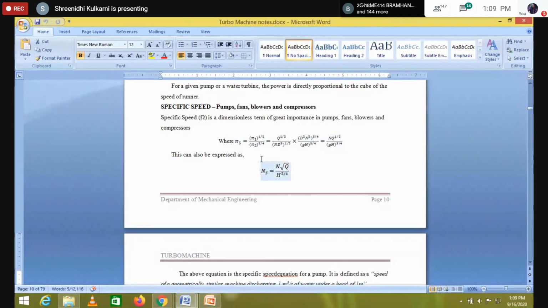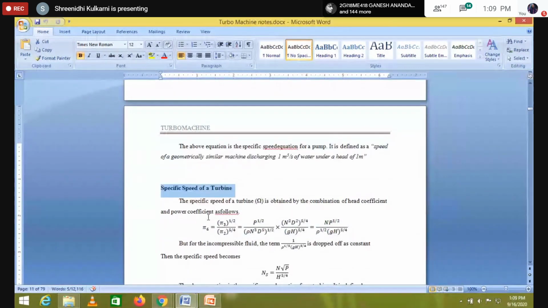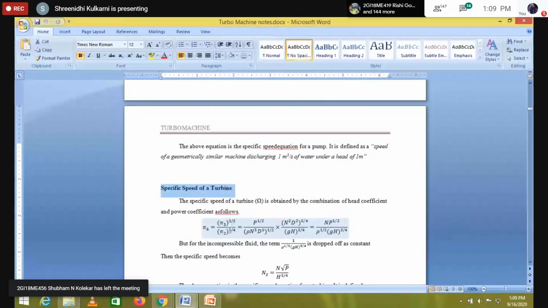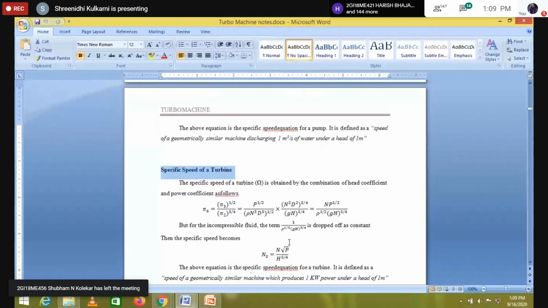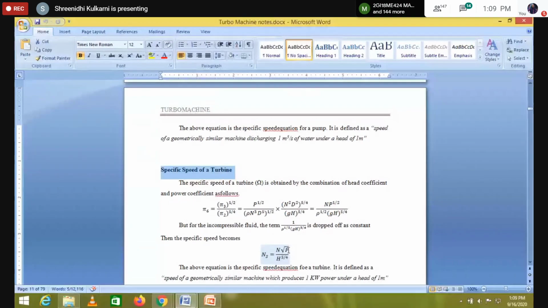Okay, so you just see here, by using the pi terms, in only 2 or 3 steps you will get the equation. Even here also, if you know the pi terms, within 2 or 3 steps you'll get the equation. What is the specific speed of a turbine and specific speed of a pump?